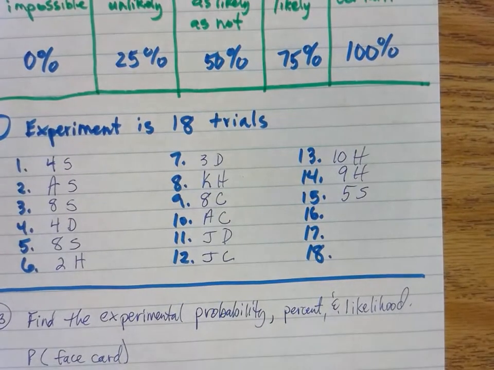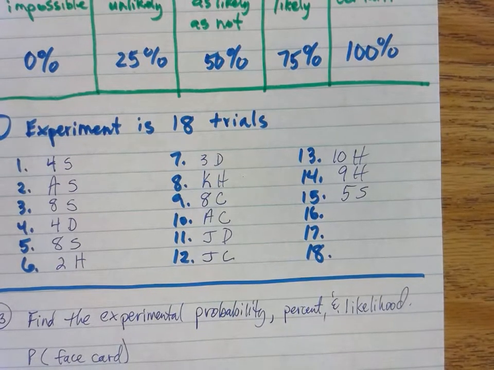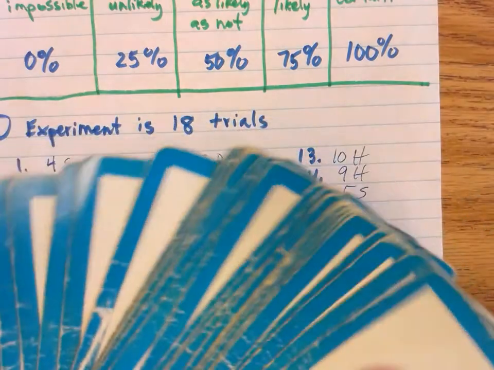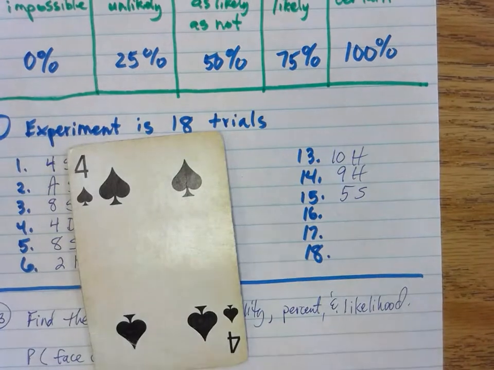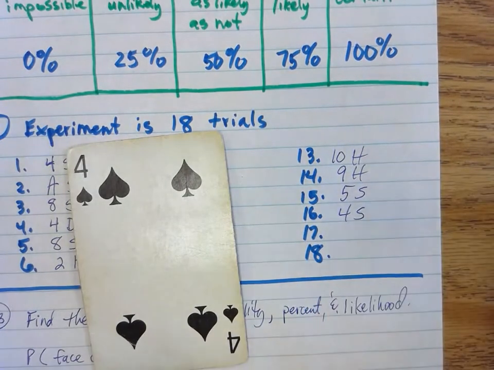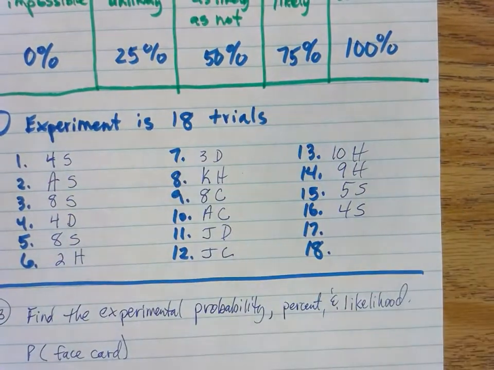Alright, I'm going to shuffle them around one more time. Got 3 trials left. Okay, this is an experiment. This is not theoretical. Okay, we are actually testing this out, getting some experimental results here. 3 more. Alright, I got them all out here and ready, and I'm going to pull this one right here. 4 of spades. Man, we have gotten a bunch of spades, that is for sure.